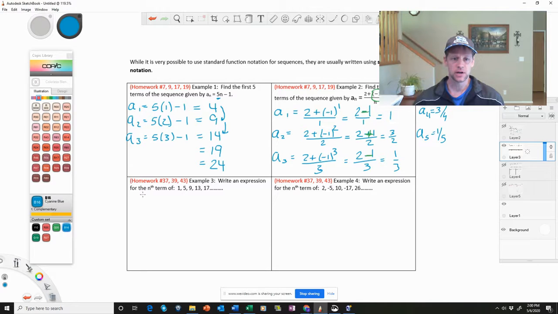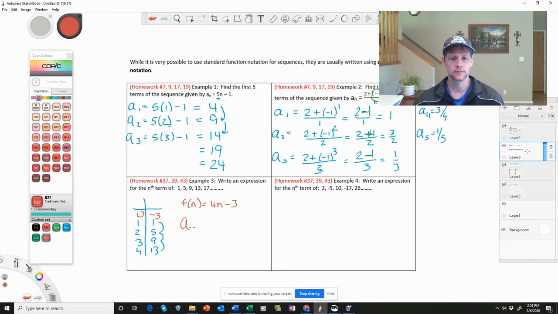This one says write an expression for the nth term. Okay, so it wants you to write basically an equation for it. So let's see. I would kind of treat it this way. Treat it like a function. So your first term is 1, your second term is 5, your third term is 9, your fourth term is 13. I'm going up by 4. So theoretically, my 0 term, if there were one, would have been negative 3. So I could say that as an equation, this is f of n equals 4n minus 3.